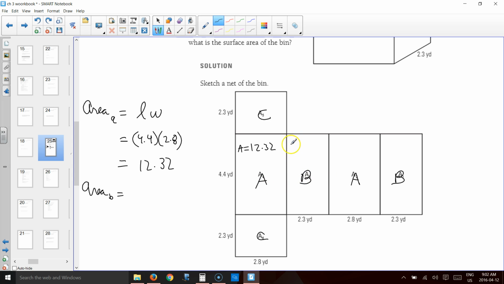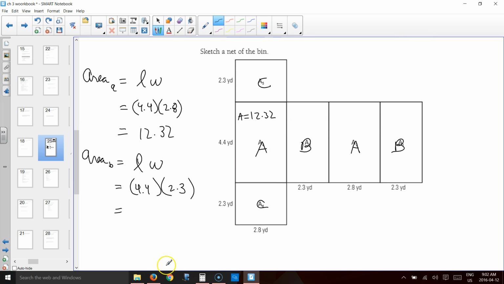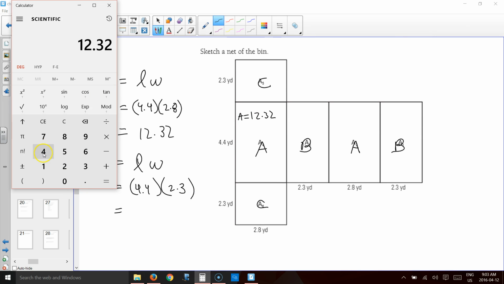And let's find the area of B. Area of B is also going to be length times width. It's going to be 4.4 again, but this time it's times 2.3. So area is length times width. In this case, that's going to be 4.4 times 2.3, 10.12.